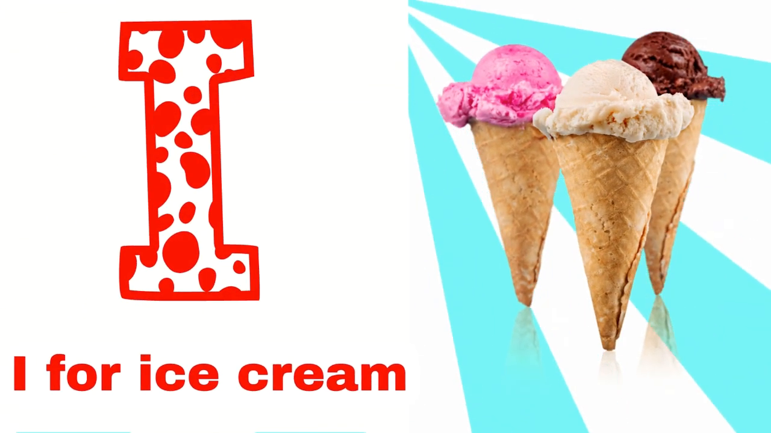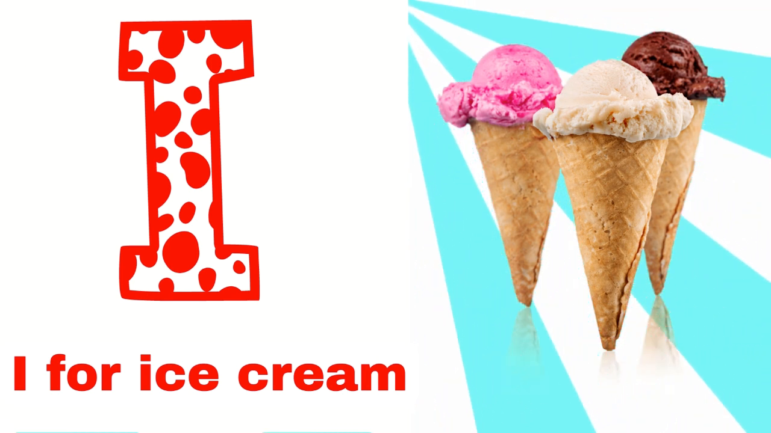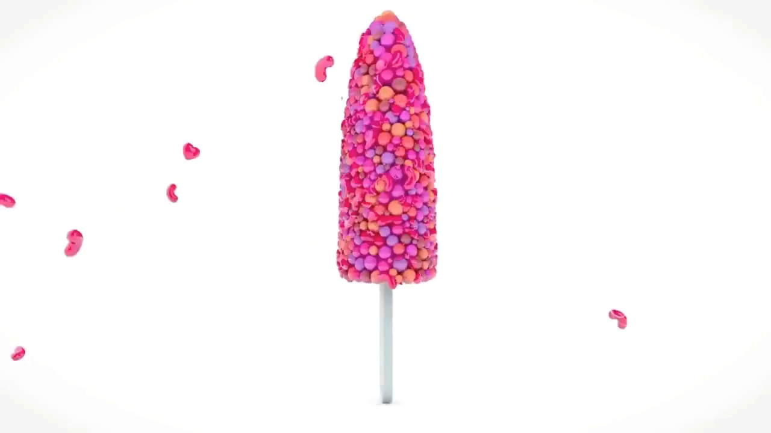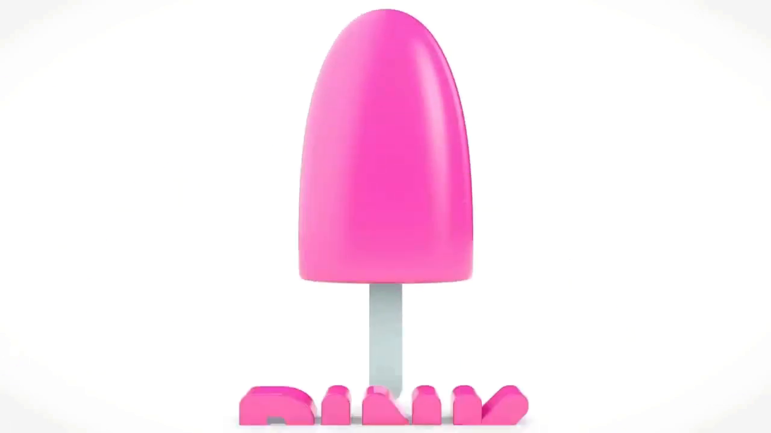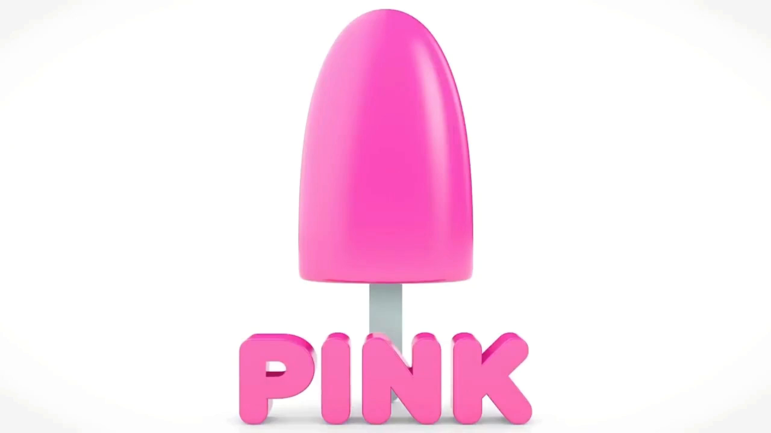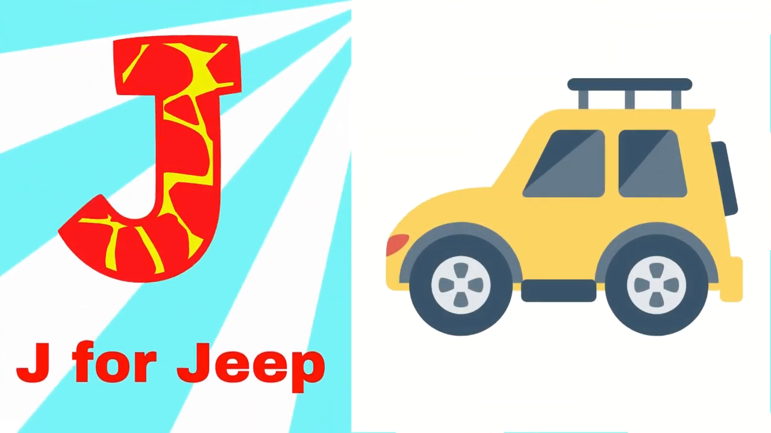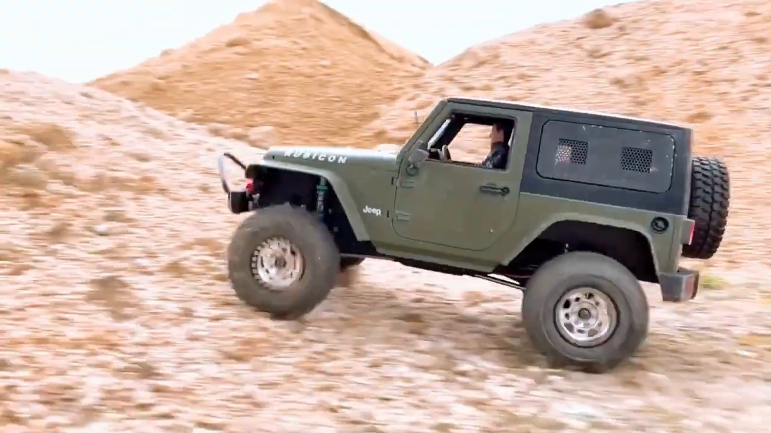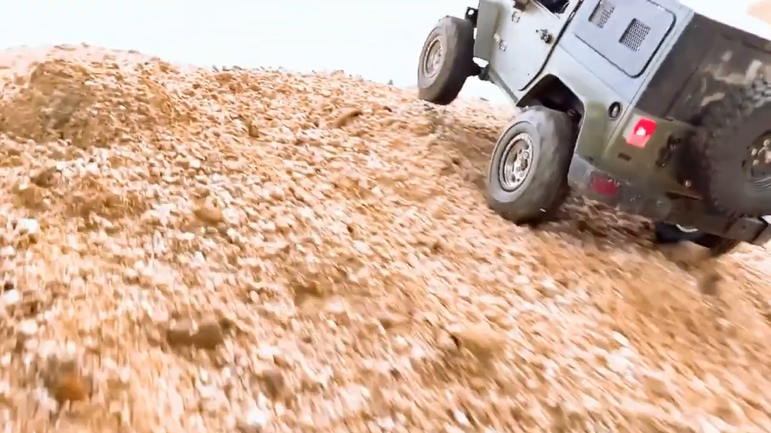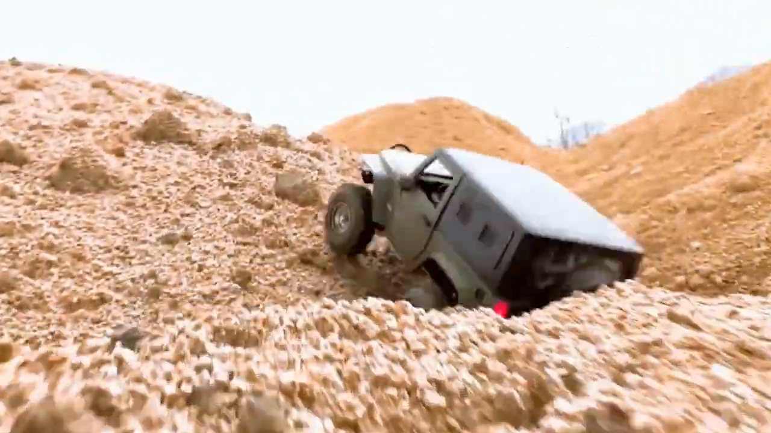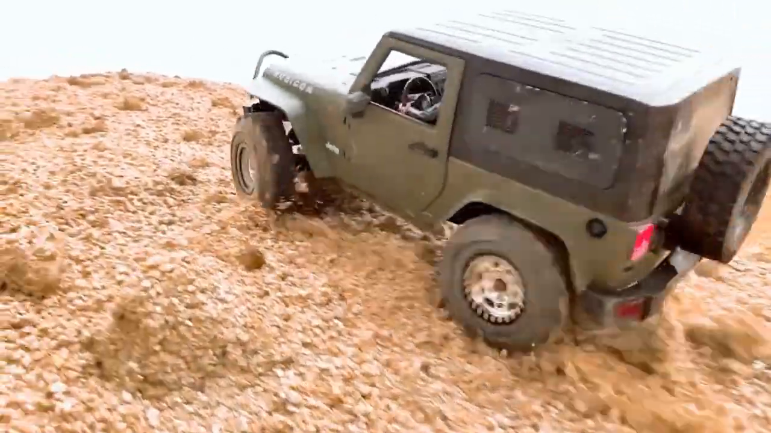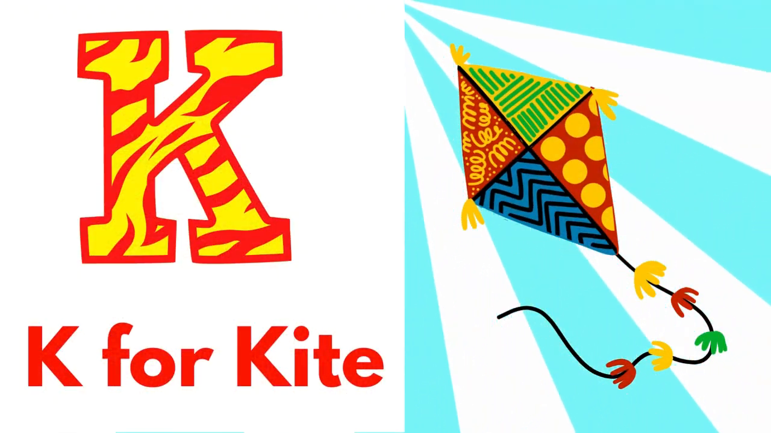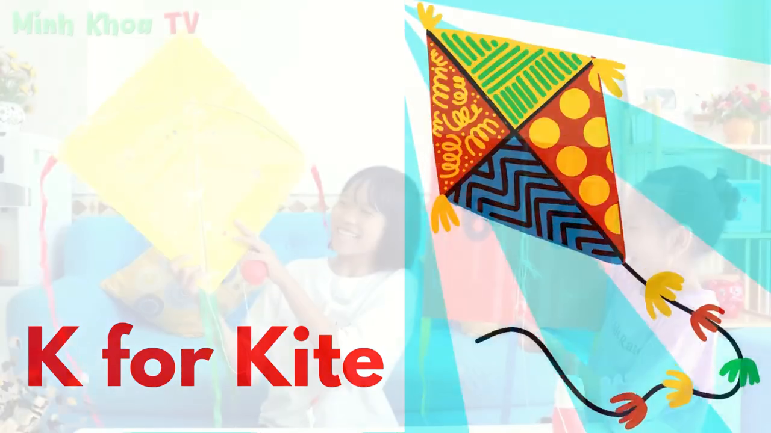I for ice cream. J for Jeep. K for kite.